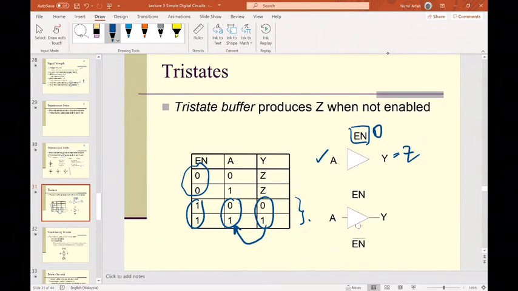So you look at the enable, make sure this one is turned on. If this is turned on, then it will follow the A. Y is equal to A, just that. If enable is 0, then the output will be equal to the floating value of Z. Right? Okay. So far so good. I hope I don't confuse you guys. Just look at this side down here.